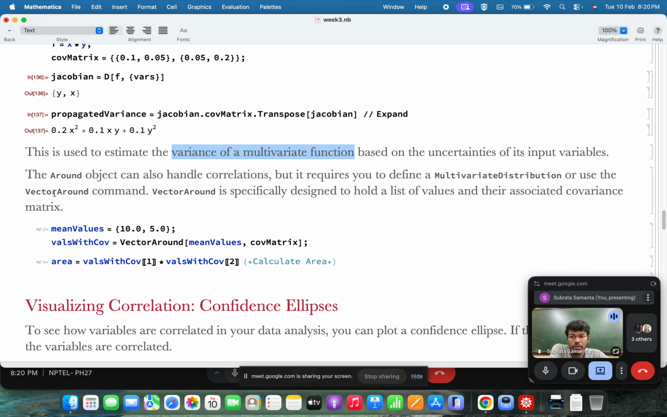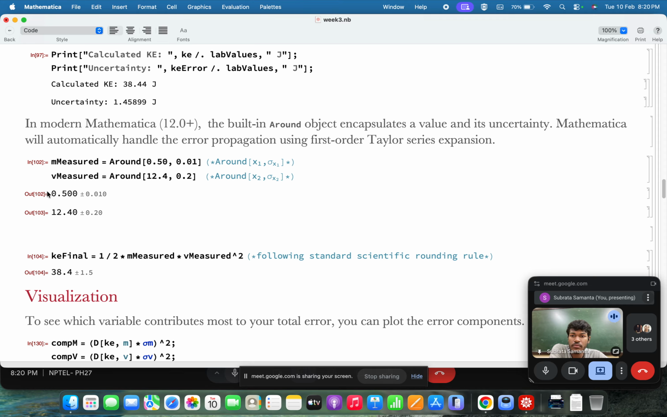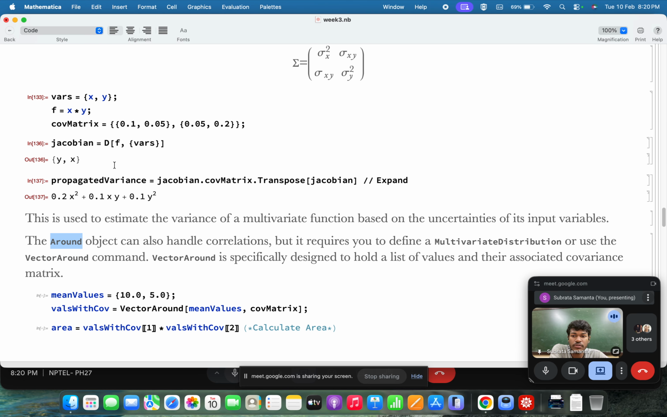So, if you use correlations with the uncertainties objects. Previously, when I called the ufloat, we saw that there were no correlations. Now suppose your m and v are correlated. If there is a correlation, then we cannot use ufloat, so we use a vector ufloat.